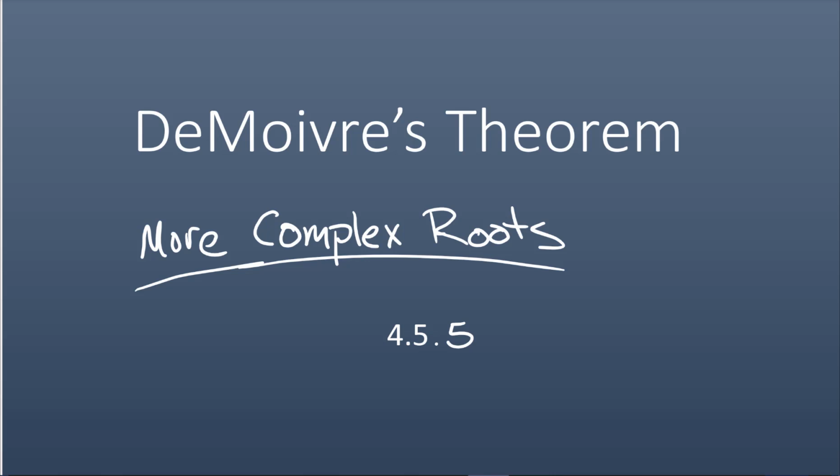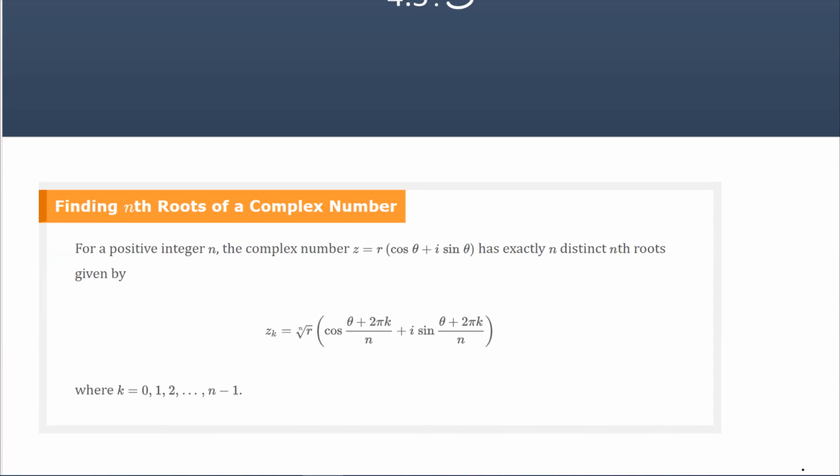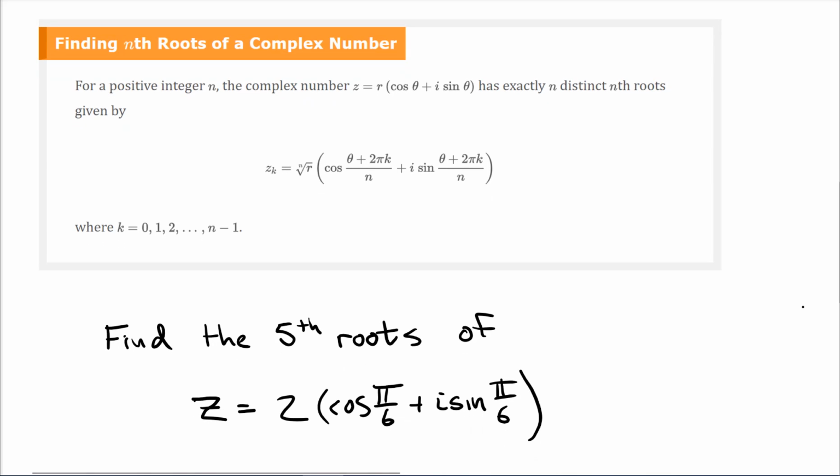And I think this one might be taken to a little bit of a level that's above what you're going to have, but there's always variation. Let's go. So there's our formula, the way in which we're going to find all of our roots. And the question we're going to ask here is, let's find the fifth roots of this complex number, z equals 2 times cosine of pi over 6 plus i sine of pi over 6. So this is already set up into trigonometric form, which is nice.